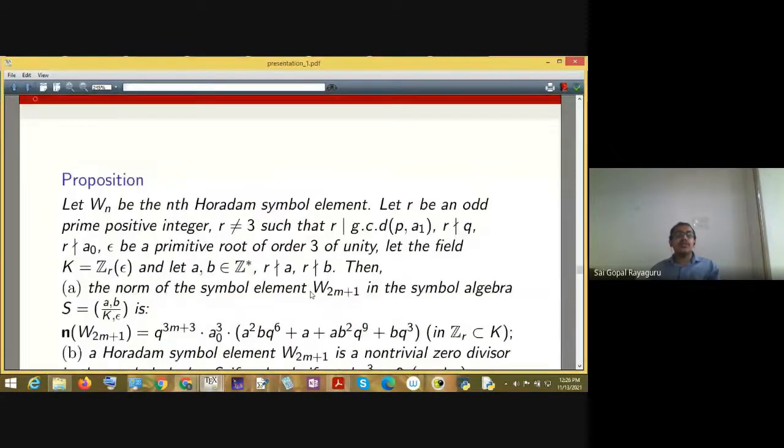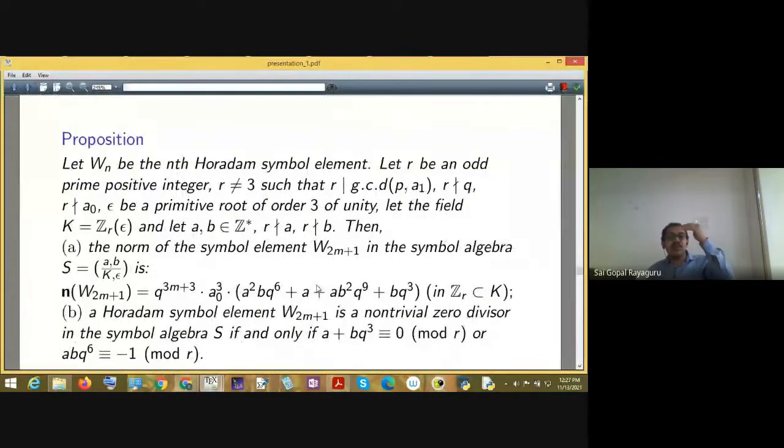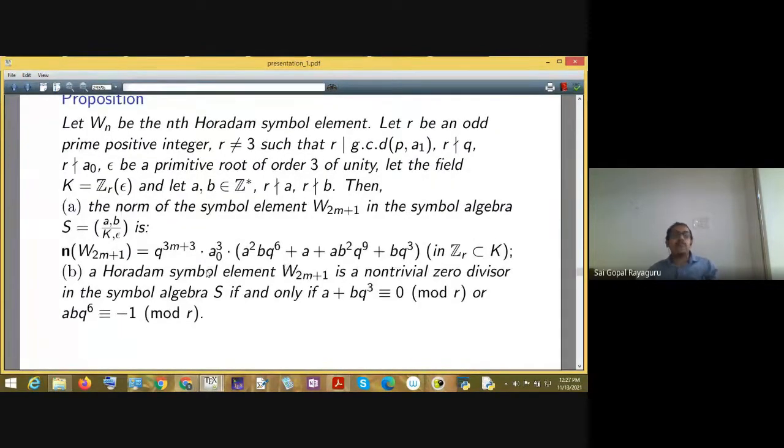Okay, so next proposition. As we found the norm and the zero divisor for the even indexed Horadam symbol element, the second proposition corresponds to the odd indexed Horadam symbol element, so that it will cover all the Horadam symbol elements, and it will find all odd and even indexed non-trivial zero divisors in the symbol algebra. So here the conditions are the same.